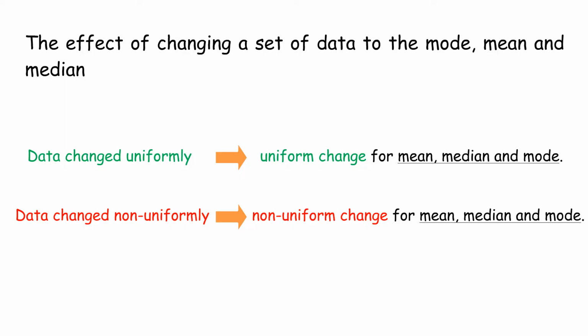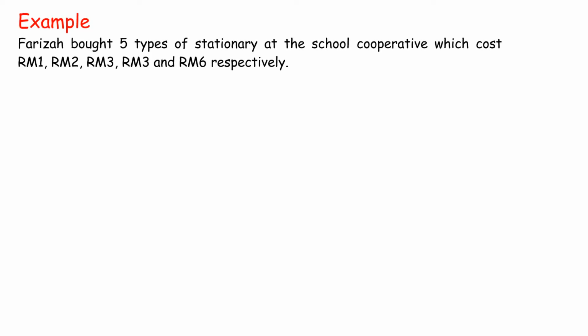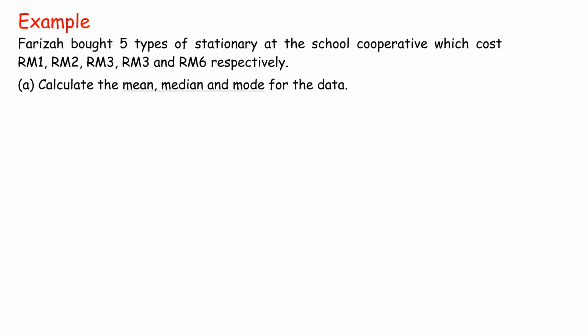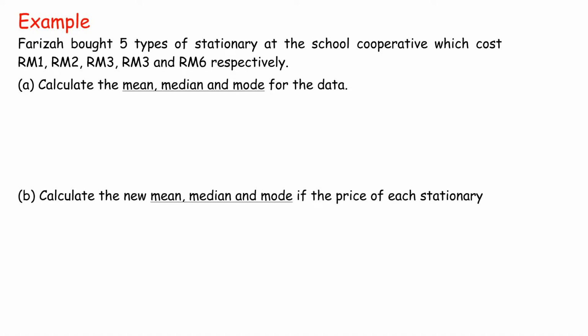Example: Fariza bought 5 types of stationery at the school cooperative, which cost RM1, RM2, RM3, RM3, and RM6 respectively. A. Calculate the mean, median, and mode for the data. B. Calculate the new mean, median, and mode if the price of each stationery: 1. is increased by RM2. 2. is multiplied by 3.